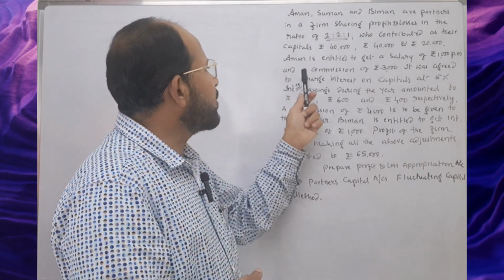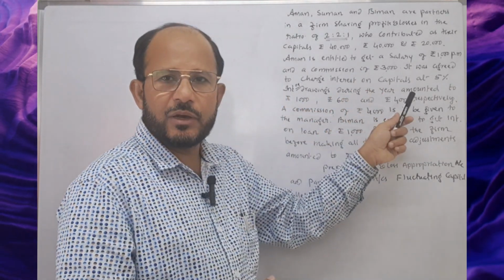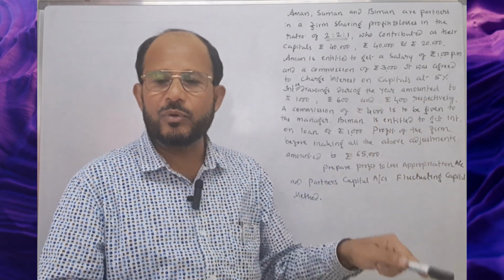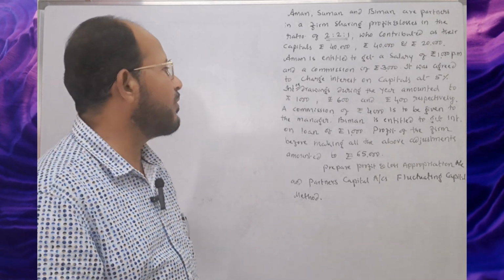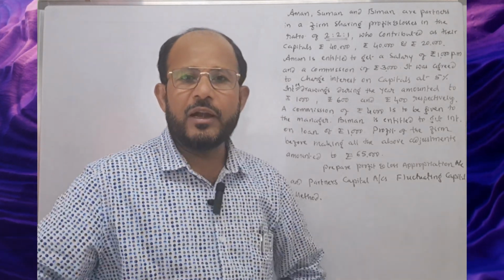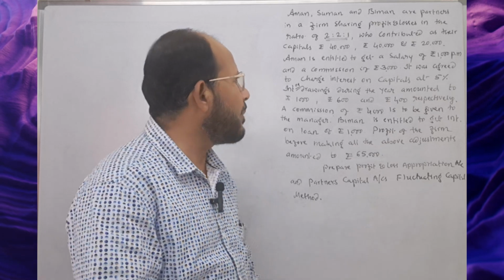Next one, he is also entitled to get a commission of rupees 3000. This is also an item of income to that partner. Hence, Aman's capital account is credited again with the amount of rupees 3000 and profit and loss appropriation account is to be debited.